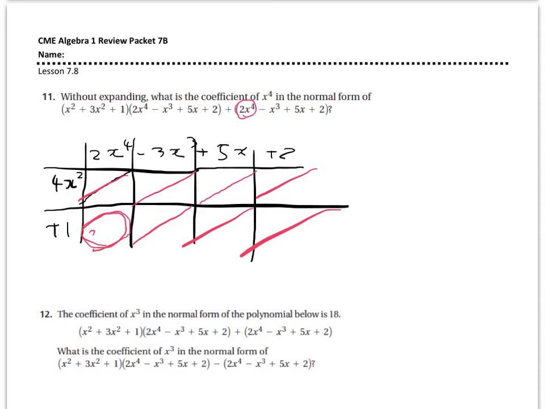This will be 2x to the 4th. So I am adding 2x to the 4th plus this 2x to the 4th. So that would be what? Right. Well, I almost did the entire answer, but yeah.